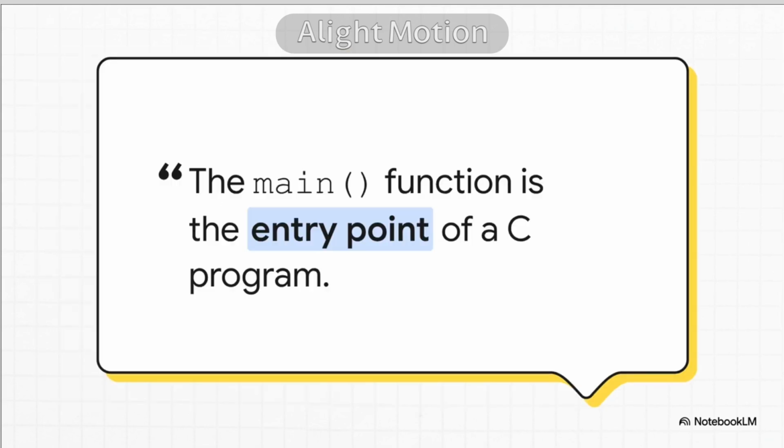Now, among all the functions you can create, there is one that is the undisputed boss, the main function. Every single C program has to have one. Think of it as the front door to your digital building. When you tell the computer to run your program, it walks right through that main door and starts following instructions from there.